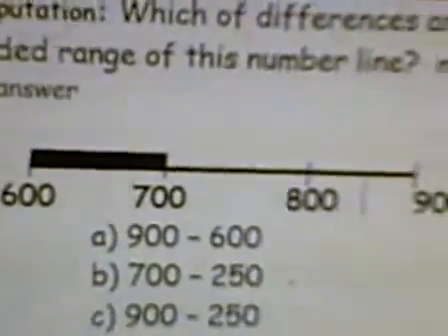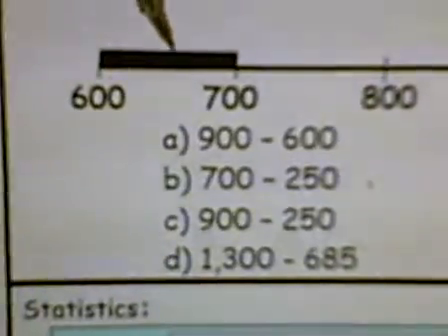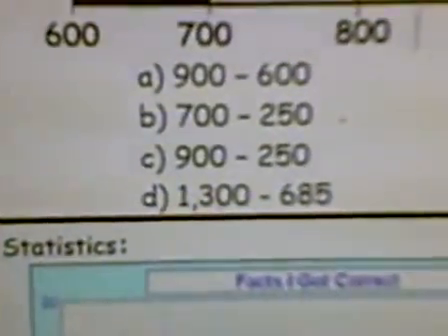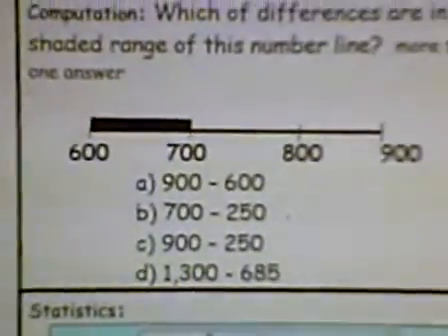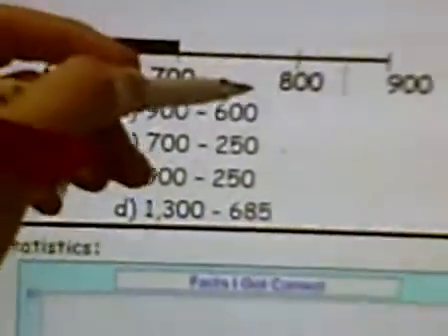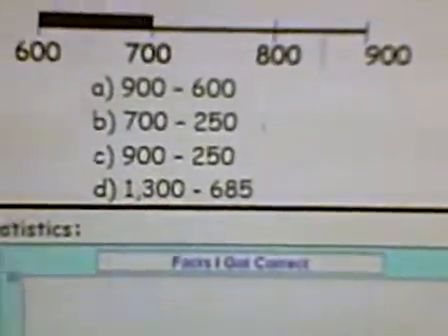900 minus 250. 0 minus 0 is 0. 0 minus 5, I can't do that without getting a negative number, so I have to borrow from a hundreds place. The 9 becomes an 8. The 0 becomes a 10. 10 minus 5 is 5. 8 minus 2 is 6. 650. 650 would be in this number line. It would be right here in the middle between 600 and 700. So C is a possible answer choice.